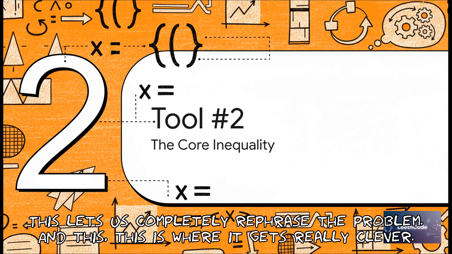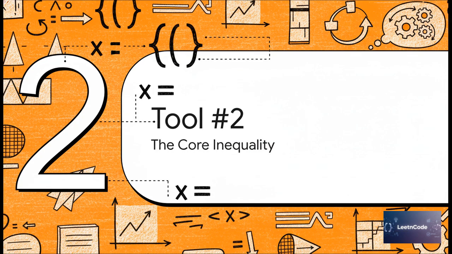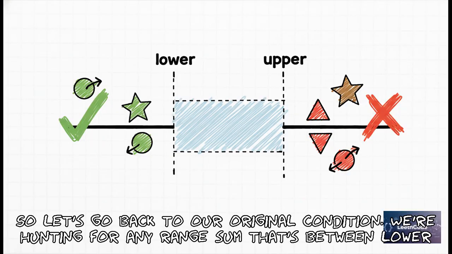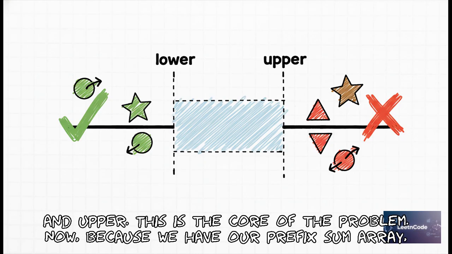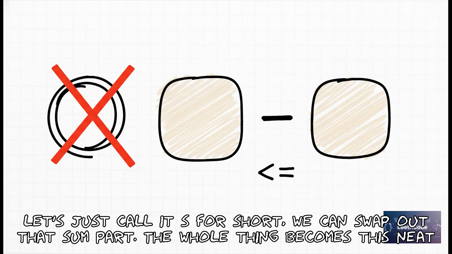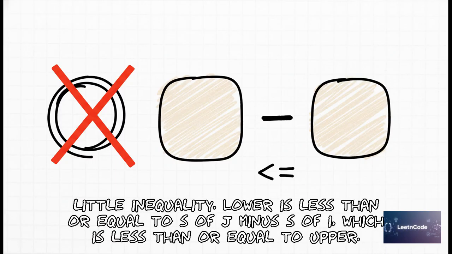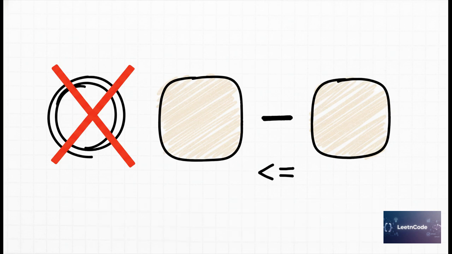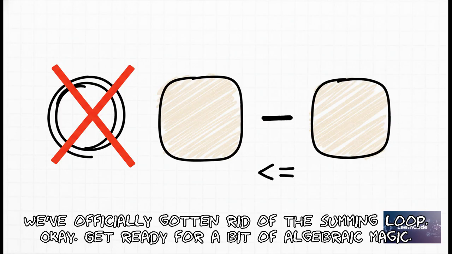This lets us completely rephrase the problem, and this is where it gets really clever. Let's go back to our original condition. We're hunting for any range sum that's between lower and upper. This is the core of the problem. Now, because we have our prefix sum array, let's call it S for short, we can swap out that sum part. The whole thing becomes this neat little inequality: lower is less than or equal to S of j minus S of i, which is less than or equal to upper. We've officially gotten rid of the summing loop.